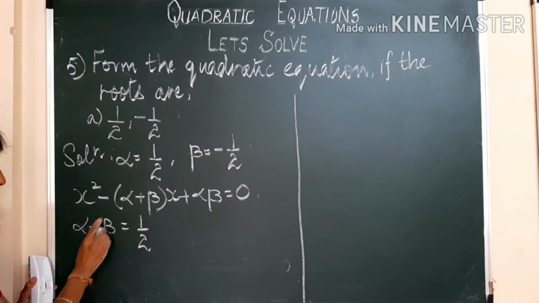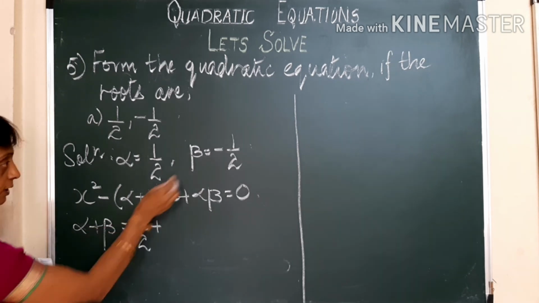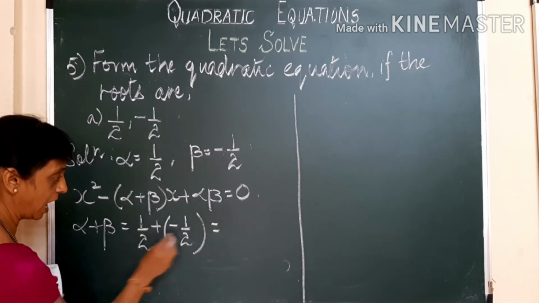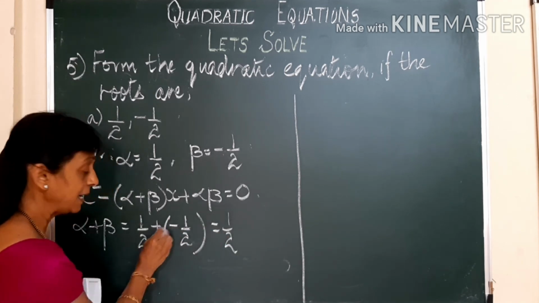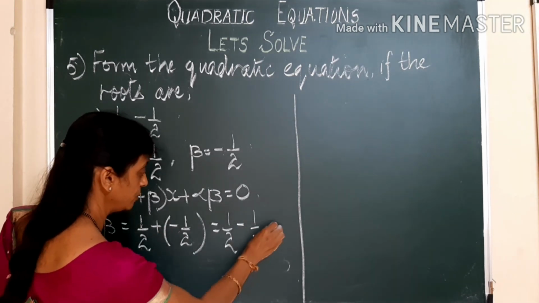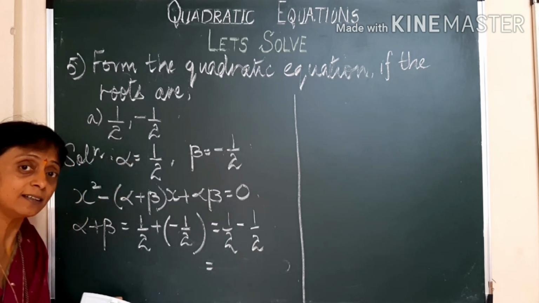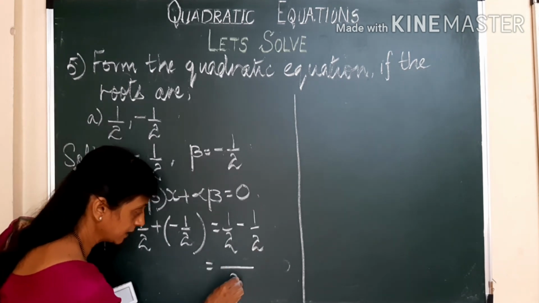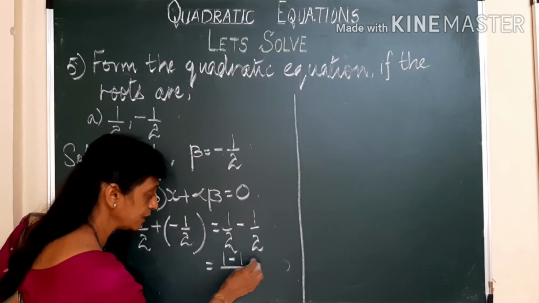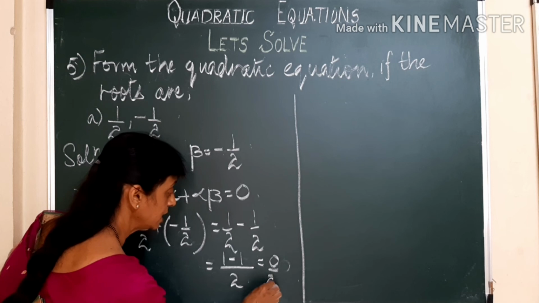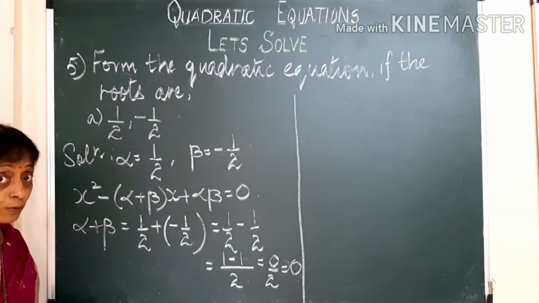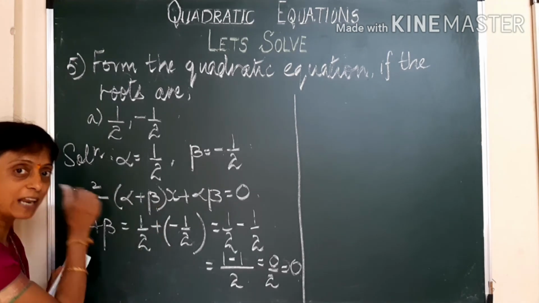What is alpha? 1 upon 2 plus, what is beta? Minus half. So put it inside the bracket. So half plus into minus gives you minus 1 upon 2. Here the denominators are the same. So put them under a common denominator, and in the numerator you have 1 minus 1, that goes to 0. 0 divided by any number is always 0. So you're done with it. Is it over, children? No, we have just got the value of alpha plus beta.